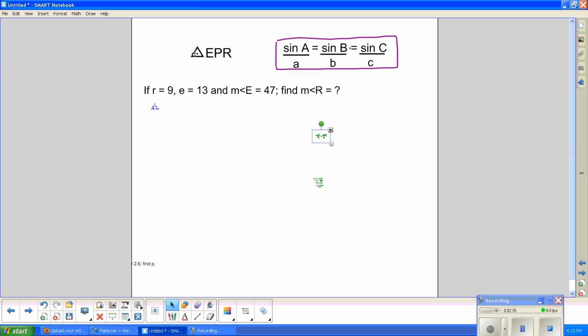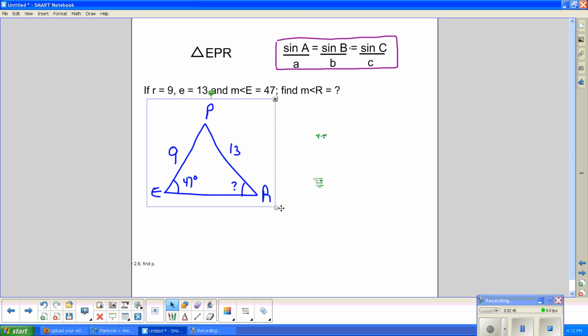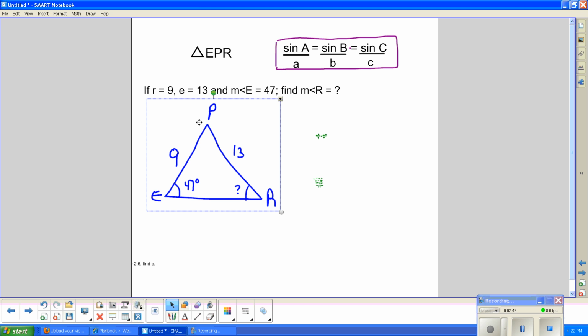Well, my first triangle example was for triangle EPR. That would simply change this A to an E, this B to a P, and this C to an R. If we draw this, and it does not matter if it's scaled or not, we now have triangle EPR, where they called out the angle 47. They called out angle R as the unknown. They called out little r is 9 and little e is 13.